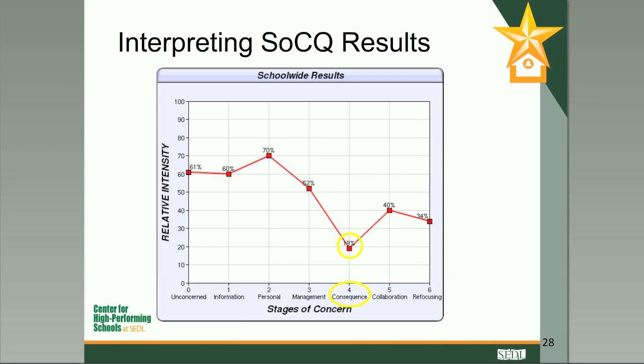SoCQ or the SoC is what would we then do with these data? That's what's really important: how would it give us information so we would know what sort of follow-up action to take. In this case, because the personal is high and the consequence is low, we'd probably want to really address their own personal concerns, talk to them about how this innovation may or may not affect their work, and so there may just be some background introduction to the innovation that's still necessary. Again, they're not yet really thinking about how it will work with their students, so that's not the kind of professional development necessarily that you need in this case.